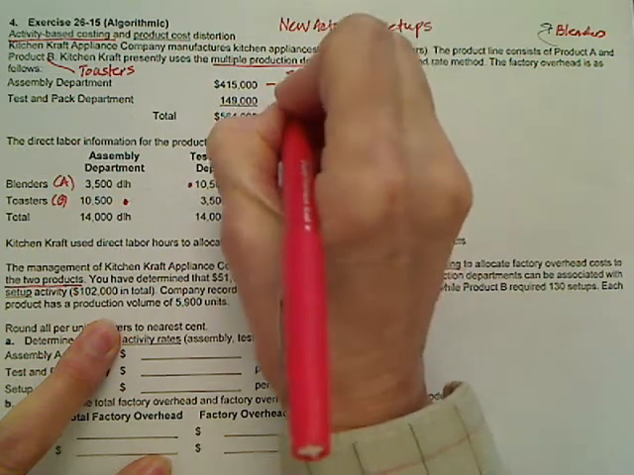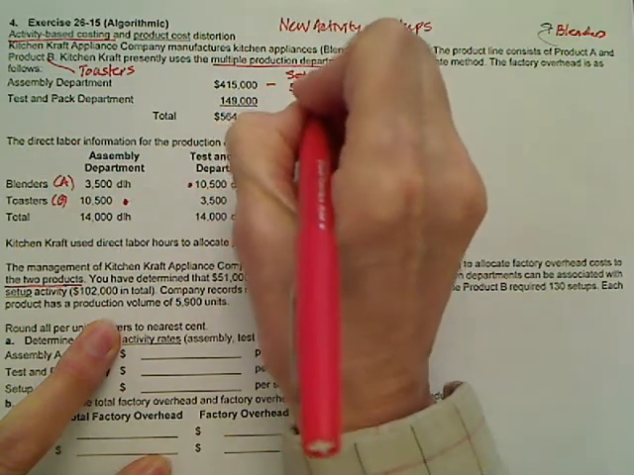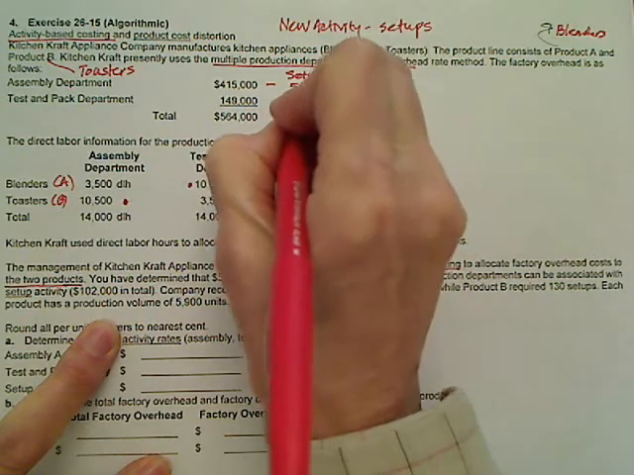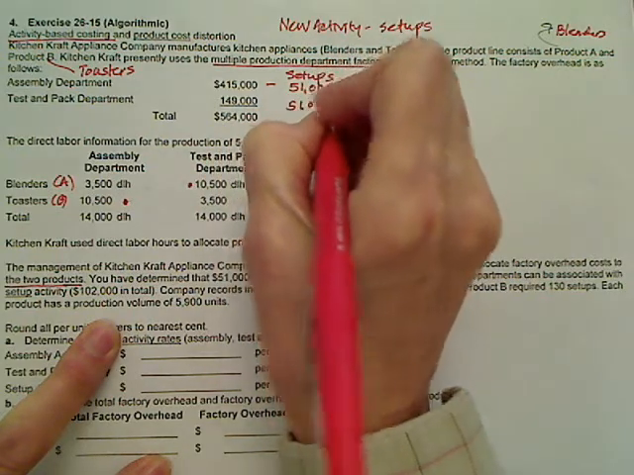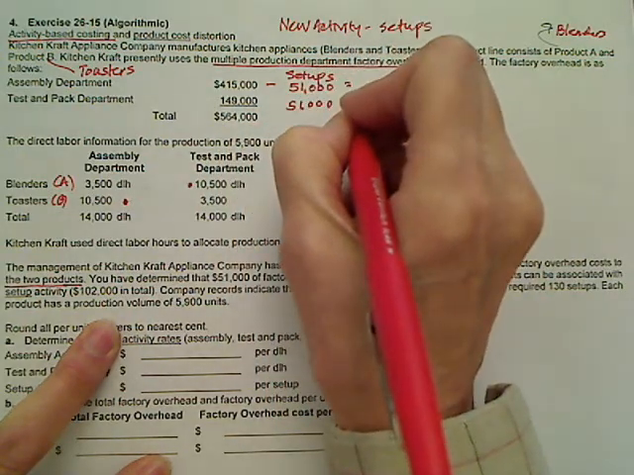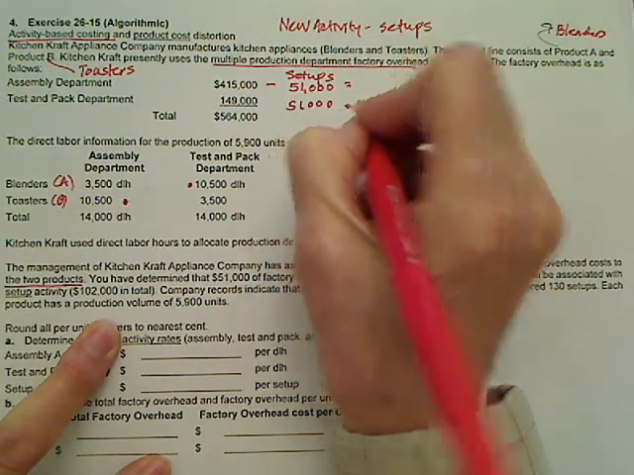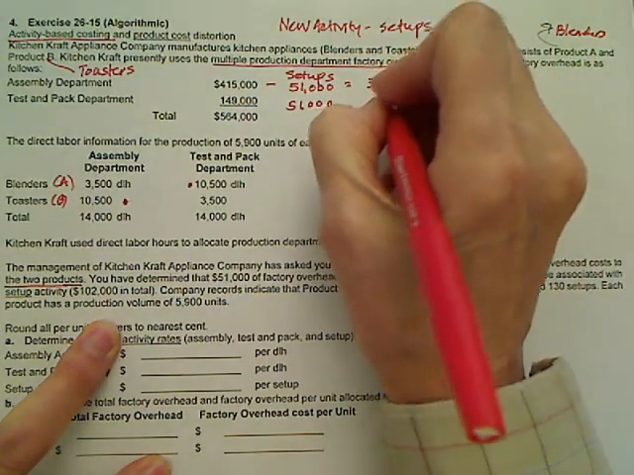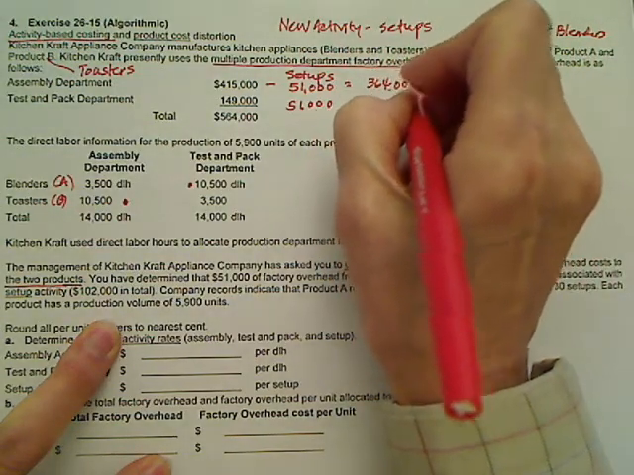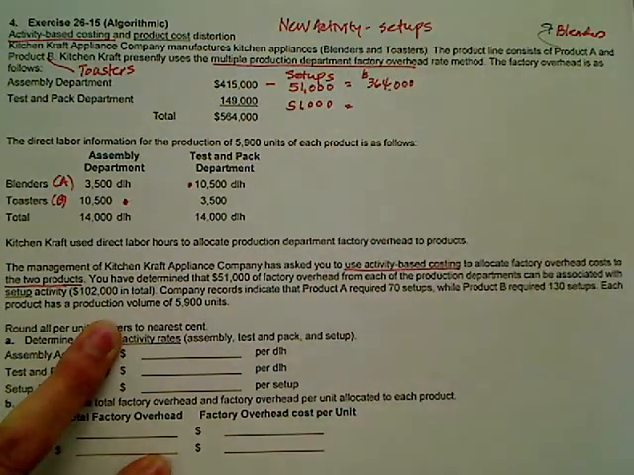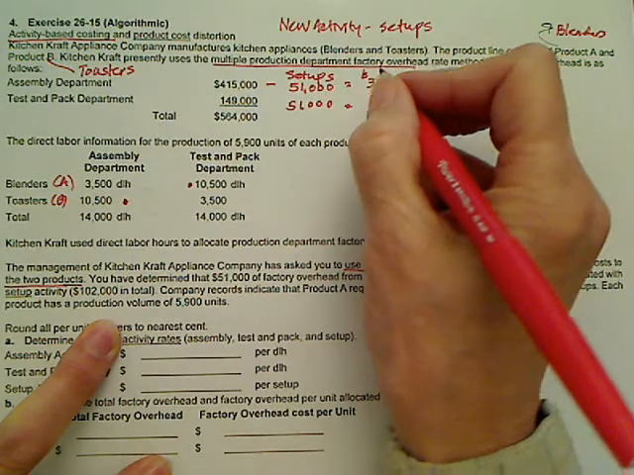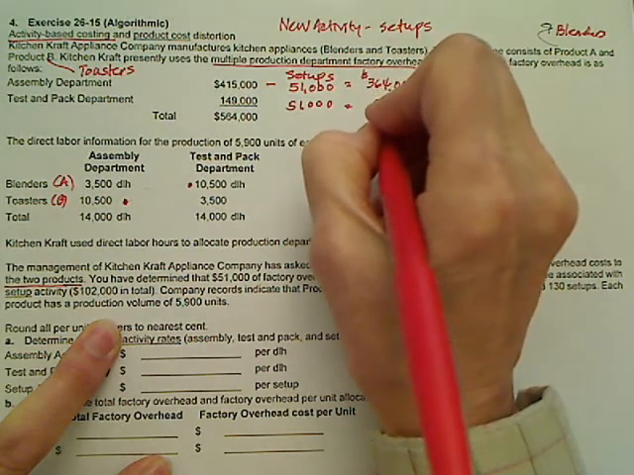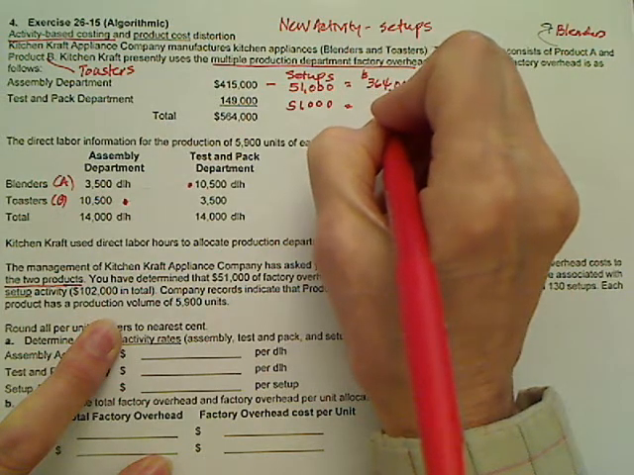Okay, setups, we have to subtract out 51,000 and 51,000 here. And so then we have 415 minus 51,000 is 364,000. And here we have 149 minus 51 is 98,000.